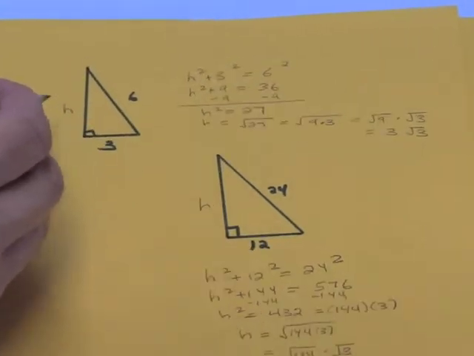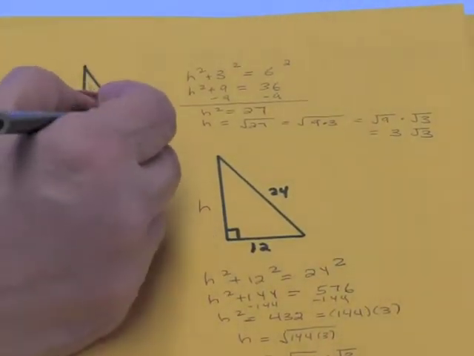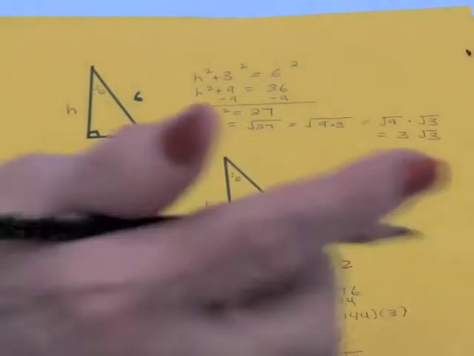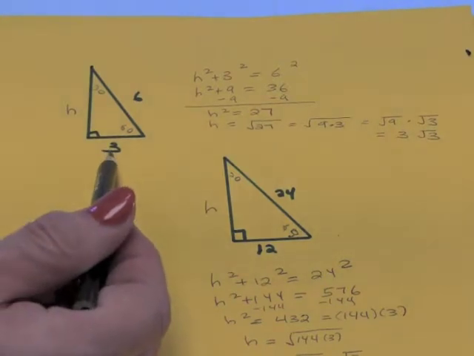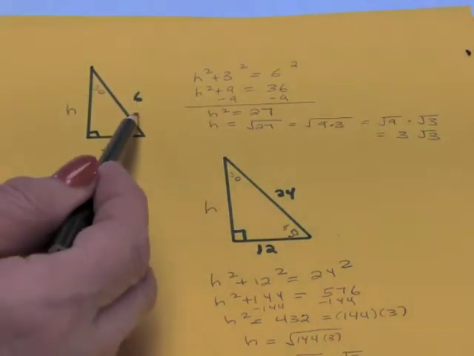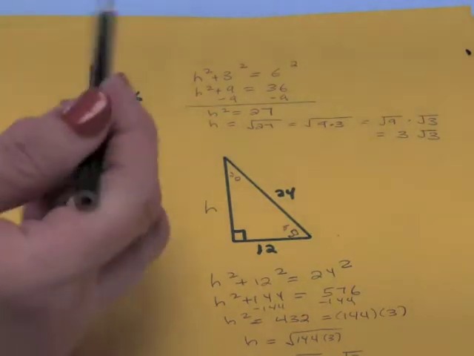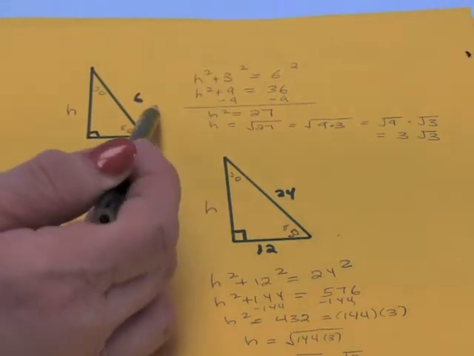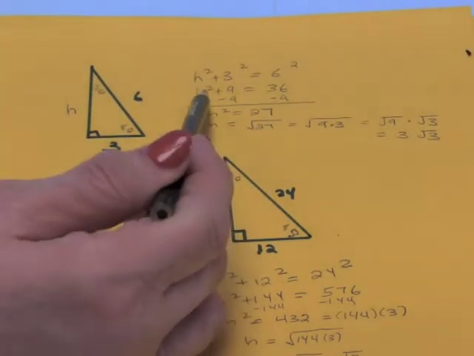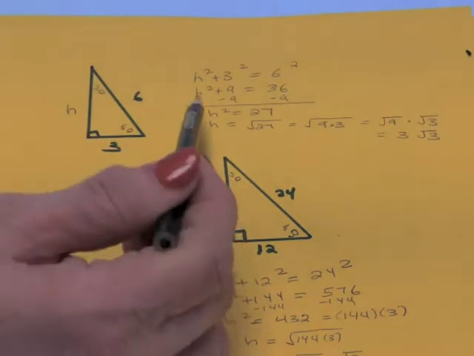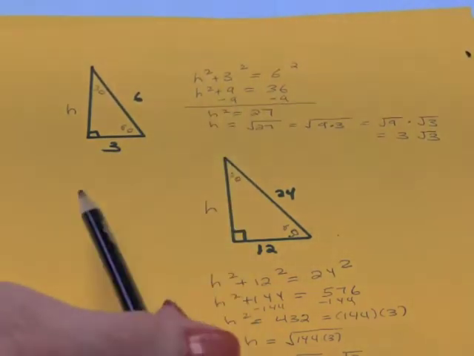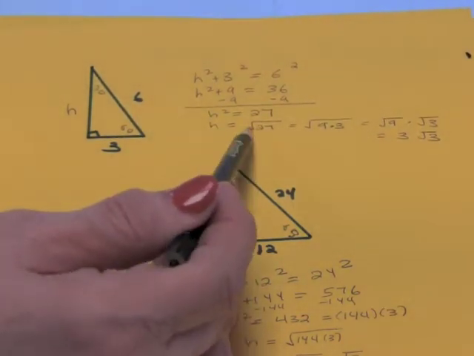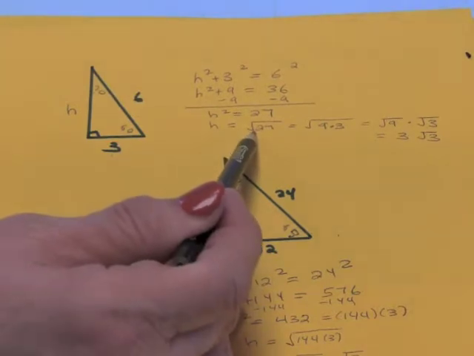Okay, again, we know that the side opposite the 30-degree angle is going to be half the hypotenuse. So if the side opposite 30 degrees is 3 units, then the hypotenuse will be 6. And using Pythagoras, the height squared plus 3 squared equals 6 squared. The height squared plus 9 is 36, and we have to subtract 9 from both sides of the equation. The height squared is 27. So taking the square root of both sides, the height is the square root of 27.